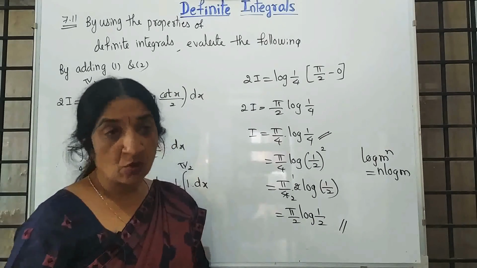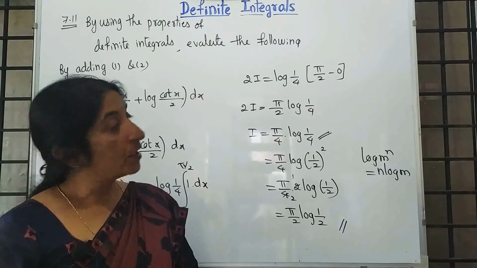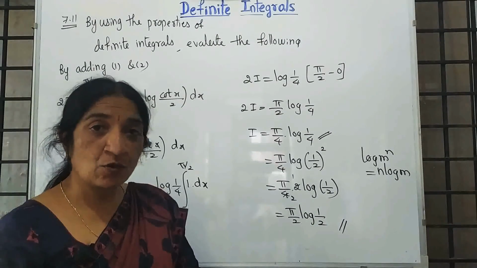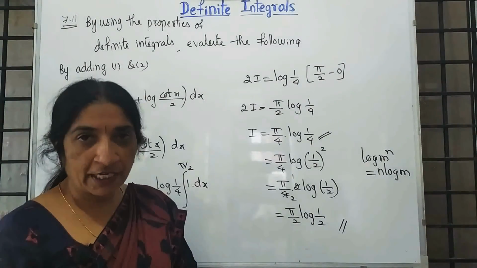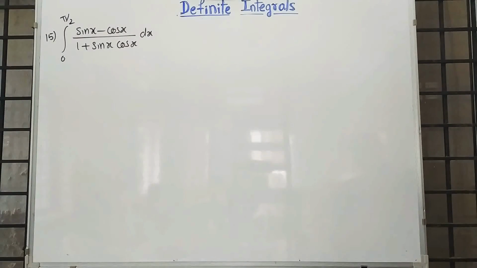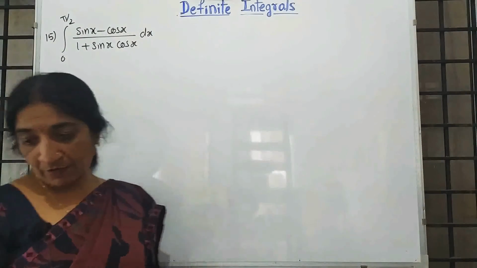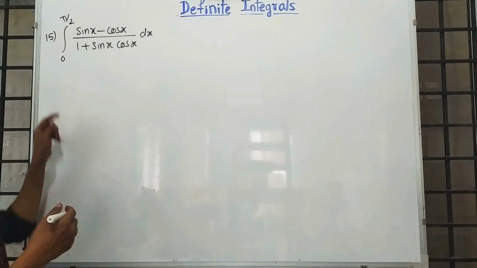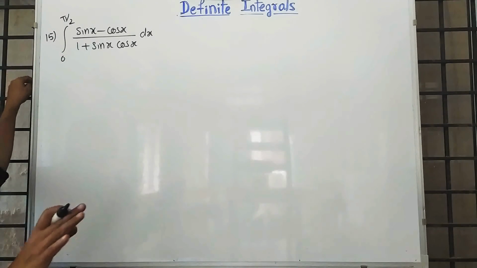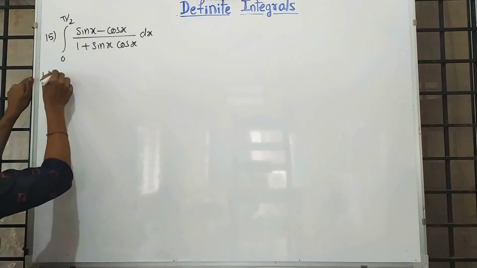So these are the questions related to integration from 0 to pi by 2, either in the form of sin into cos, tan into cot, or sec into cosec. See the next question, it is question number 15 in the same exercise, that is 7.11. Again with the same 0 to pi by 2, the problem is completely in the form of sin and cos. Let us call this I.